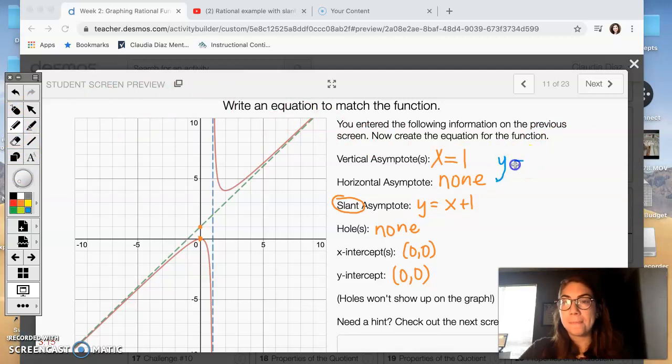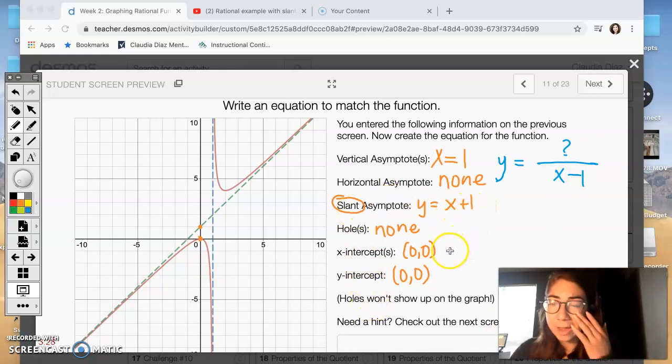So what we're trying to figure out is what this numerator piece could be, because when I divide by x minus 1, I'm going to get a slant asymptote of x plus 1. The thing is, you have to remember that it doesn't have to go in perfectly. X minus 1 does not have to go in perfectly into this numerator piece. That's what makes it a little tricky.